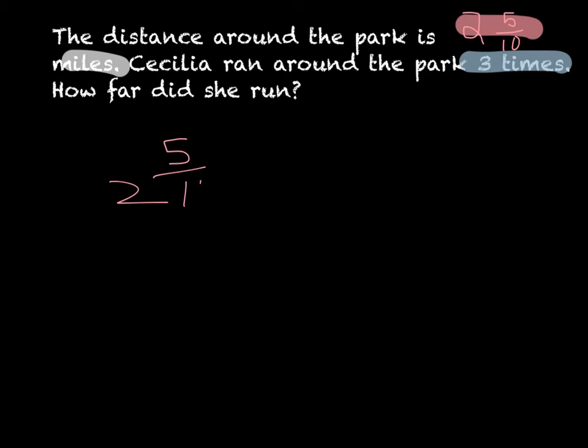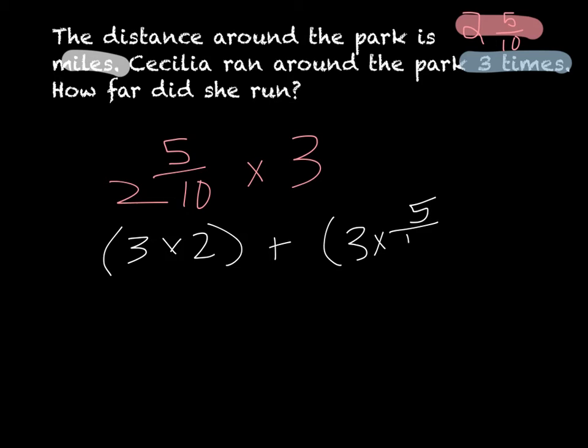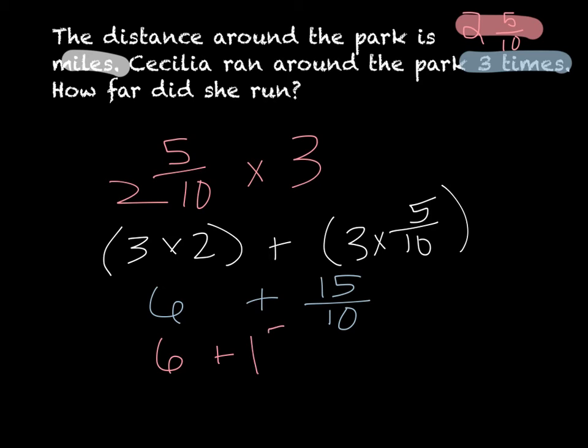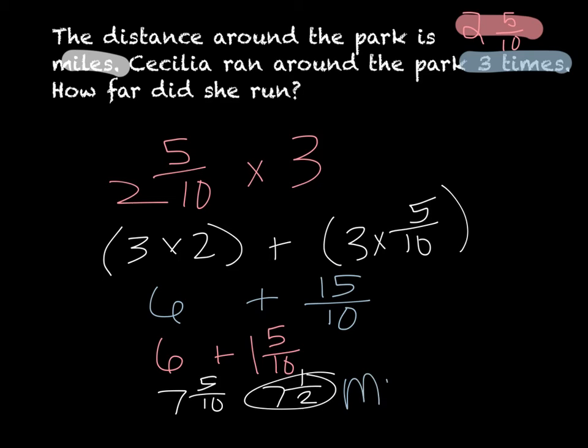and 5/10 times 3. So we'll use the distributive property to change that to 3 times 2 plus 3 times 5/10. 3 times 2 is 6, 3 times 5 is 15 over our original denominator of 10. And then we're going to convert 15/10 into a mixed number of 1 and 5/10. And then we will add these together to get 7 and 5/10, or 7 and 1/2. So we know that Cecilia ran 7.5 miles.